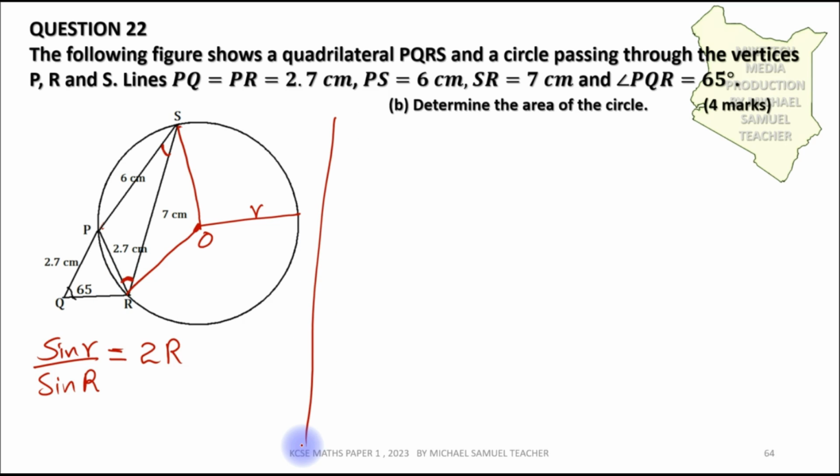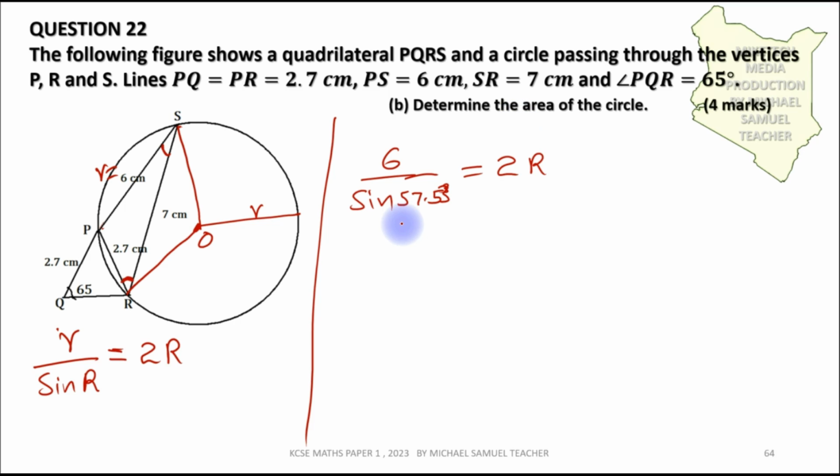So, I mean this will be side R, not sine R. Side R will be opposite angle R. Therefore, side PS, which is 6, over sine R, which previously we got as 57.53, will be equal to 2R, where R is the radius of the circle if a circle was to be drawn on it.